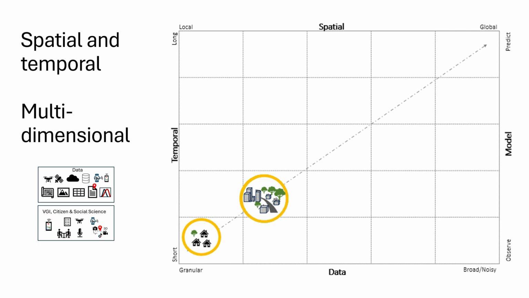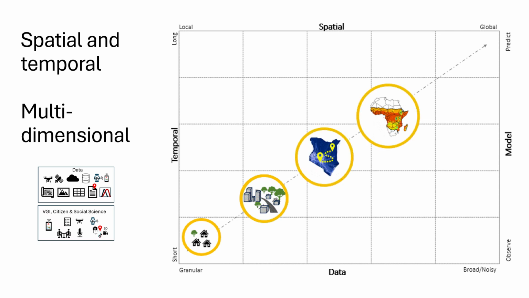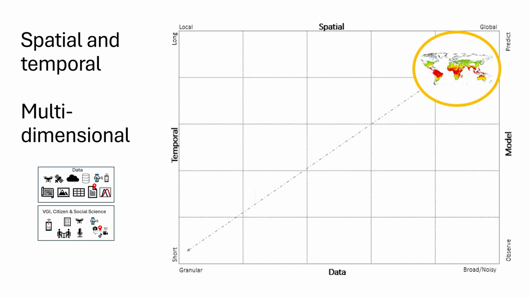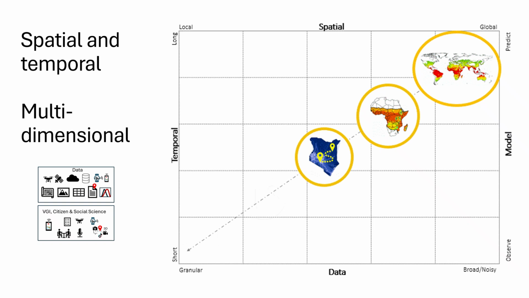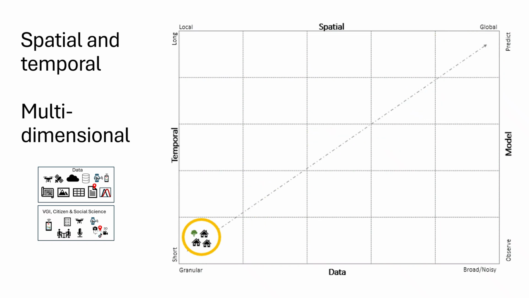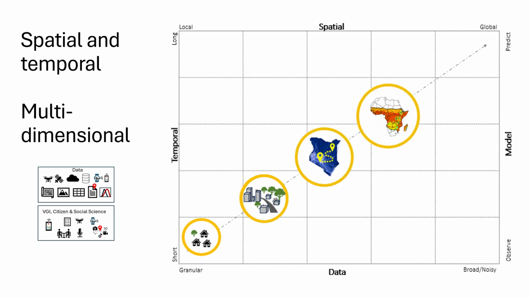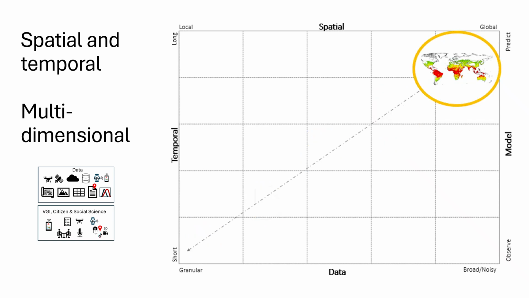Since many things happen across space and time, we also need to be able to examine what happens locally as well as globally, what happens in the short term as well as the long term. Often we will need a variety of data which is captured at different levels, at a granular level, so what happens where you are right now, but also more broadly at a more global level where information may be noisy or more broad.